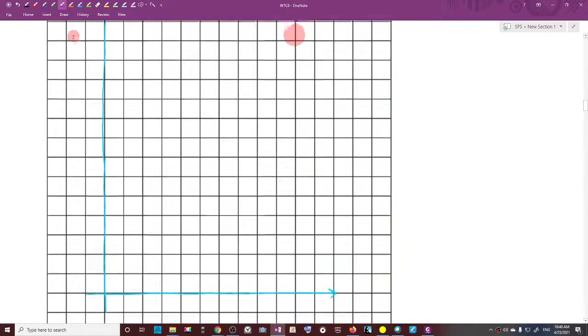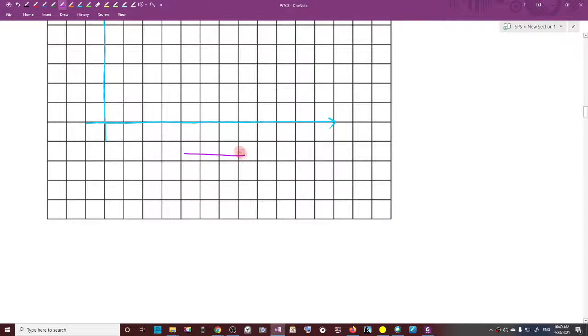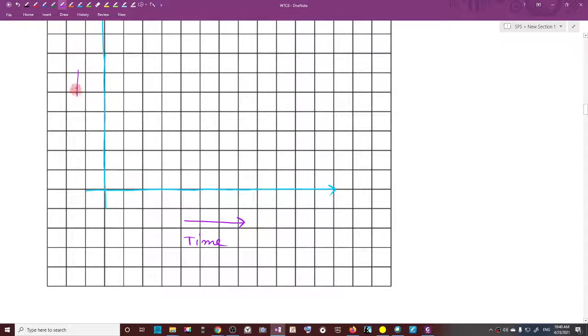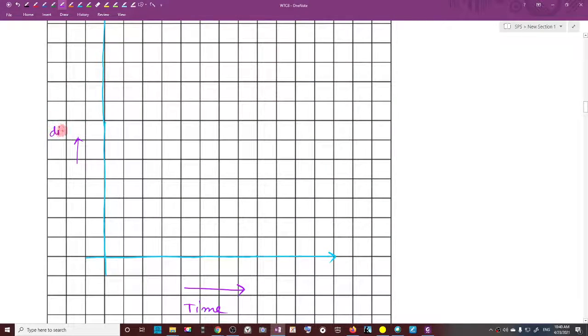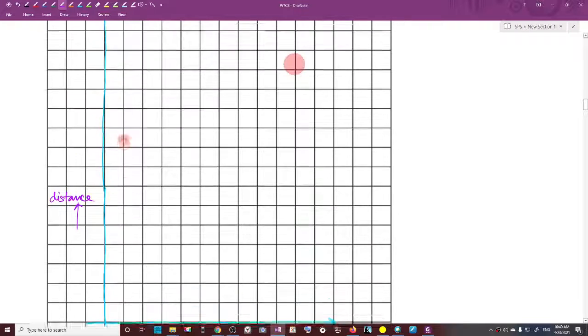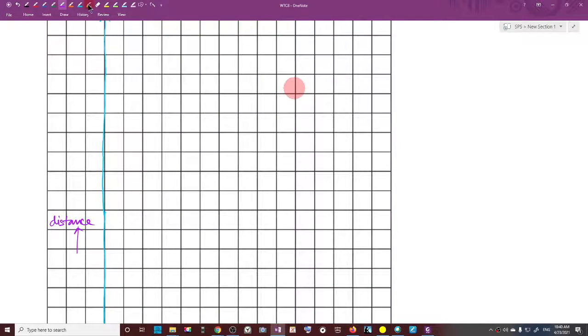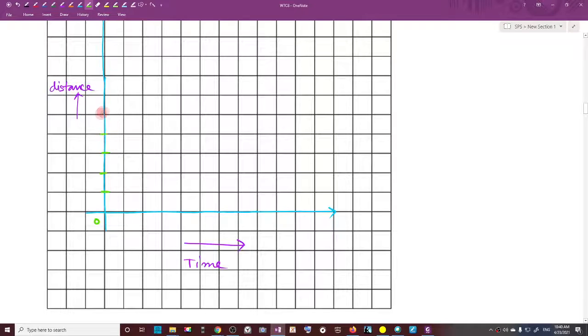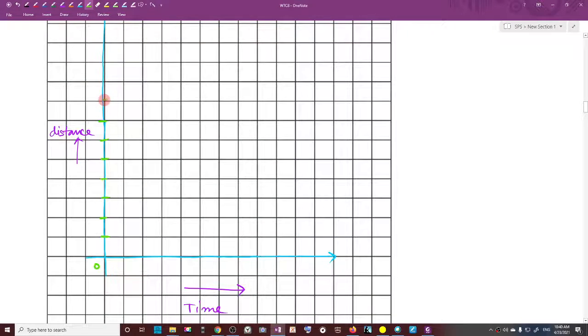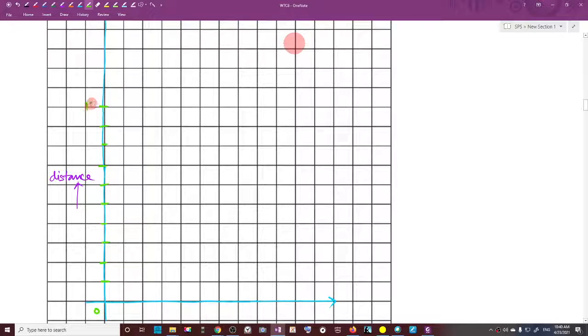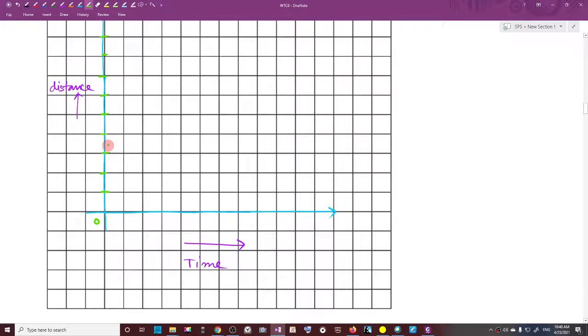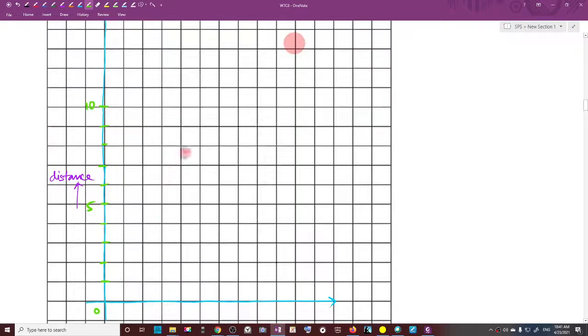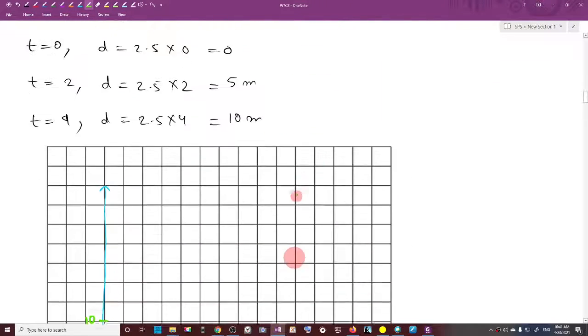Now, we will give this axis as the time axis. And we will give this axis as the distance axis. Now, the distance is from 0 to 10. So let this be 0, 1, 2, 3, 4, 5, 6, 7, 8, 9, 10. This is 10. 1, 2, 3, 4, 5. This is 5. Okay. And the base axis is from 0 to 4.